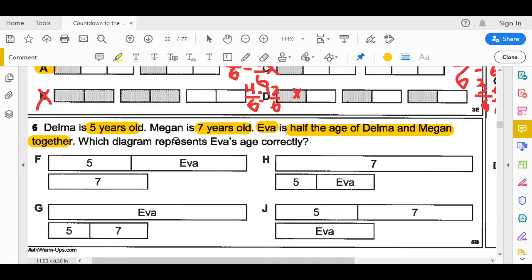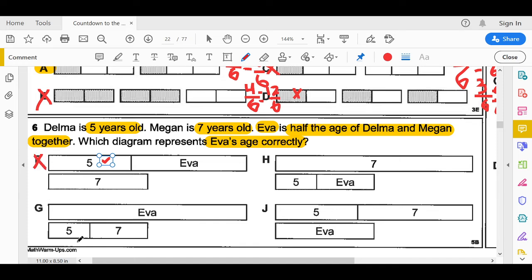Okay, so which diagram represents Eva's age correctly? First we need to find a diagram in which we can see that Delma is 5 and Megan is 7. And they need to be together on the same diagram because we're going to compare their age to the age of Eva. So let's see. This one says 5, but Eva should not be right here on the same diagram. Right here we should have a 7, not under it. So I'm going to eliminate letter F.